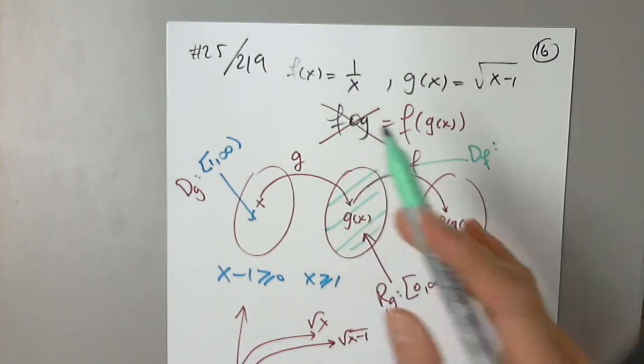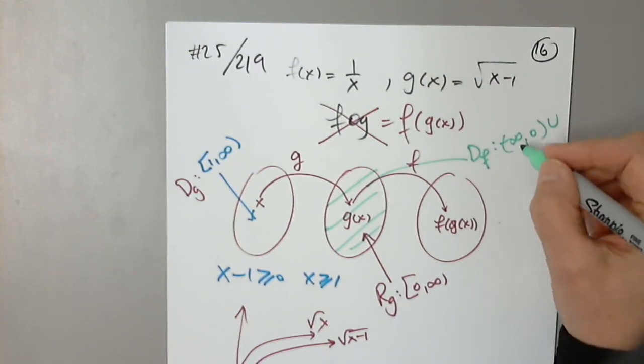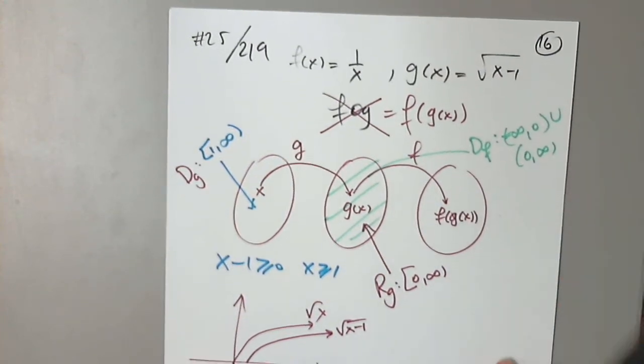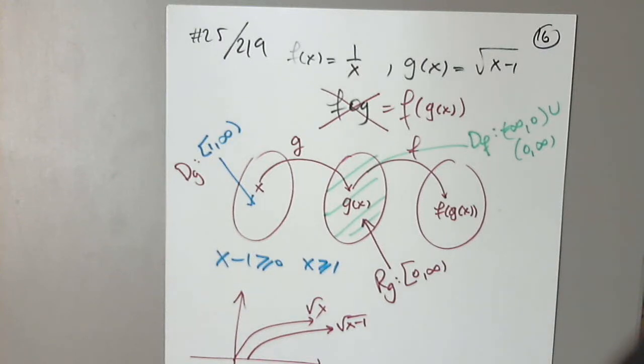Negative infinity to 0. Very good. Negative infinity to 0 union 0 to infinity. Okay, perfect. So what could be the problem here? That g is applied to a number that brings what here that I cannot apply f to? 0, right? So if g is applied, let's say to 15, I'm making up a number, and I get g of 15 to be 0, then the chain is broken because I cannot apply f to 0, correct?